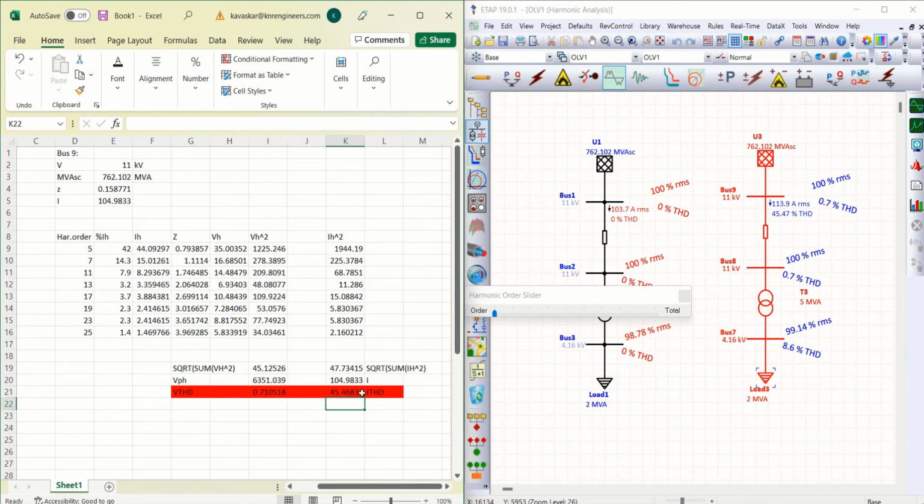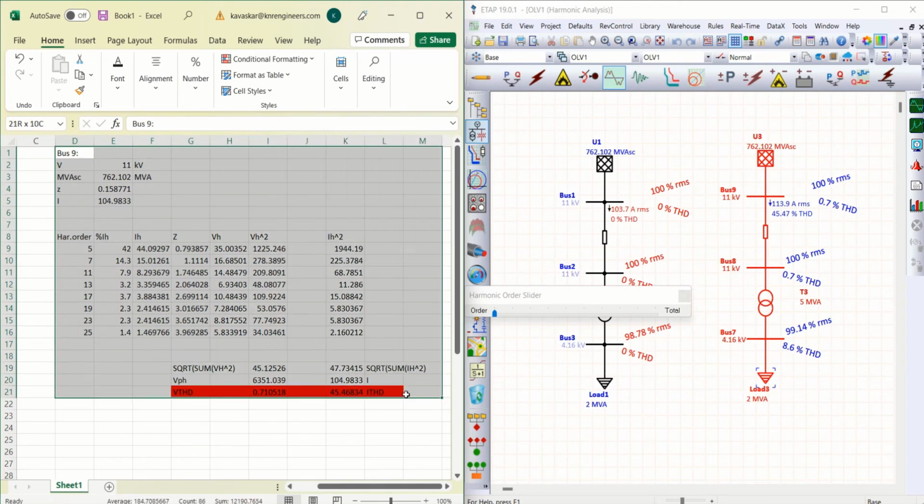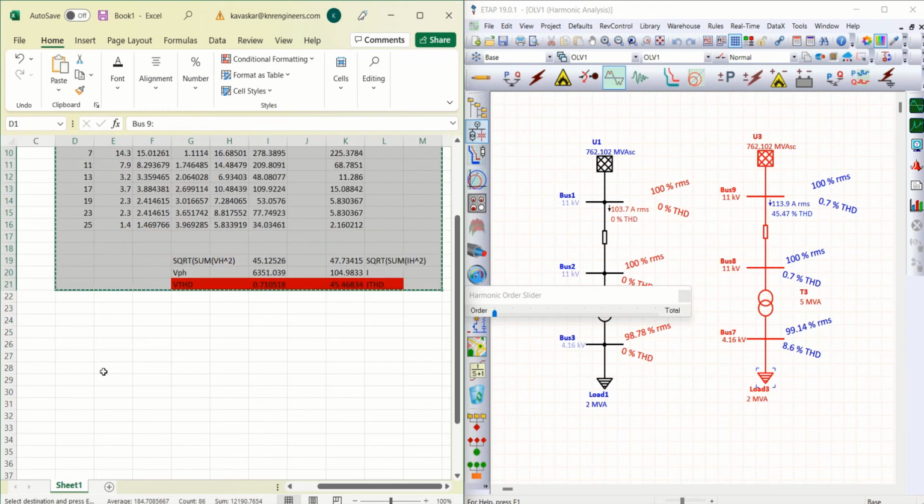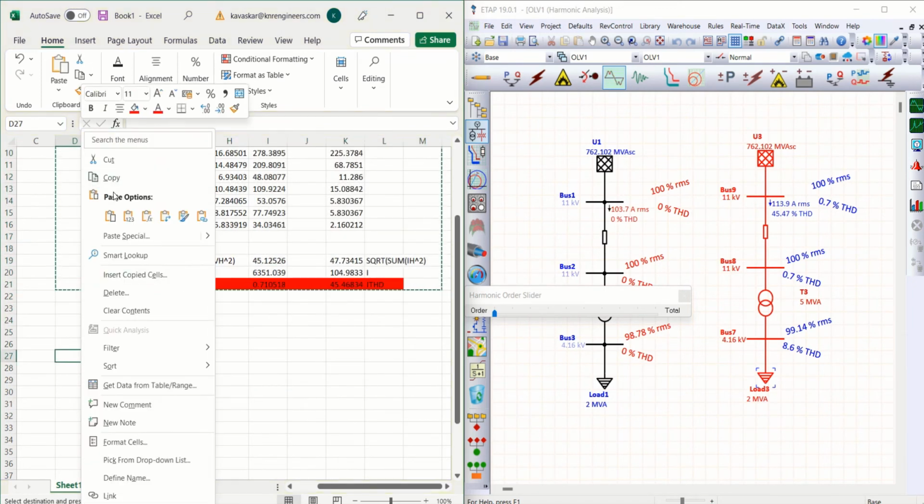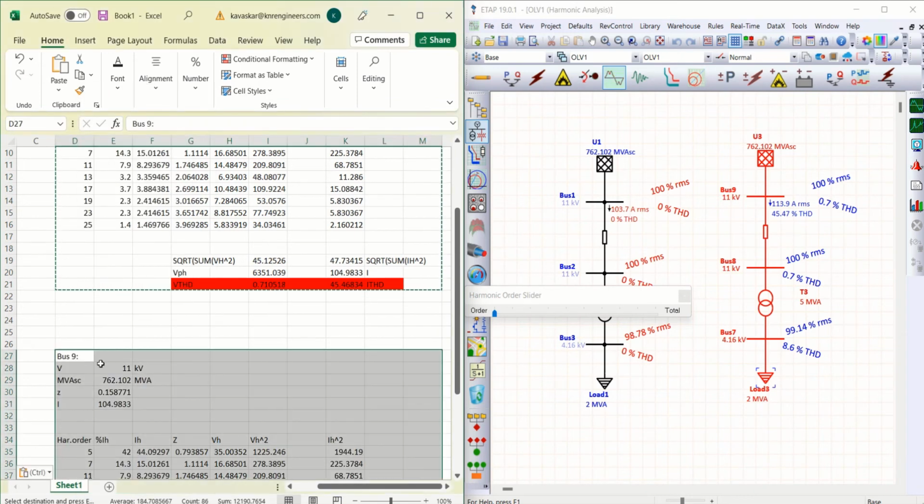So 45.46. So here 45.47. So on bus number 9, my voltage THD and current THD are matching. Similarly, you can cross check your answer for bus number 7 also. I'll just copy this and paste it here for verification of the second case.